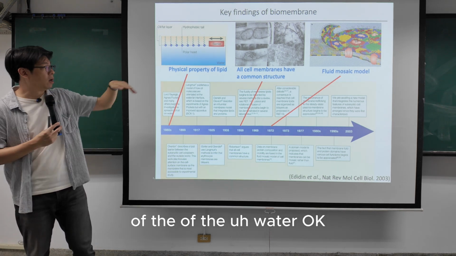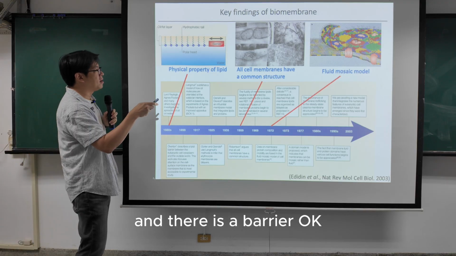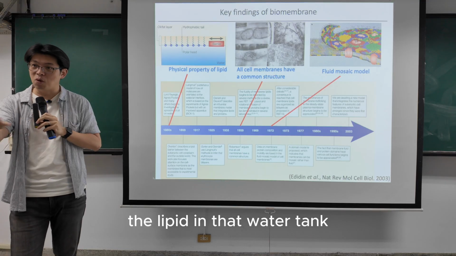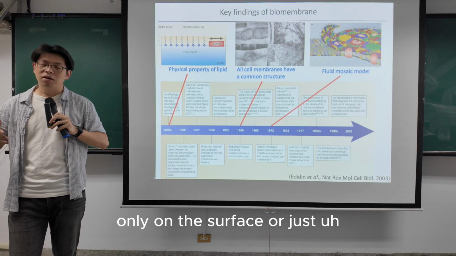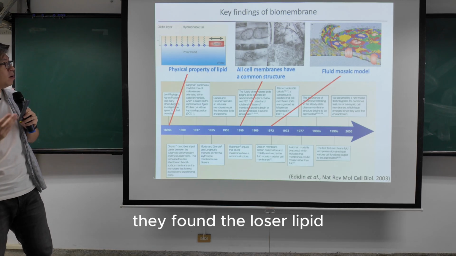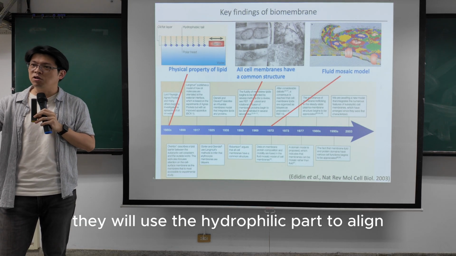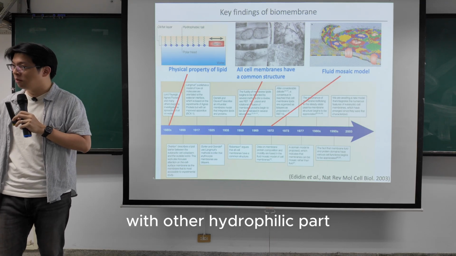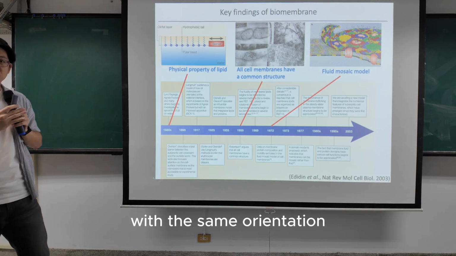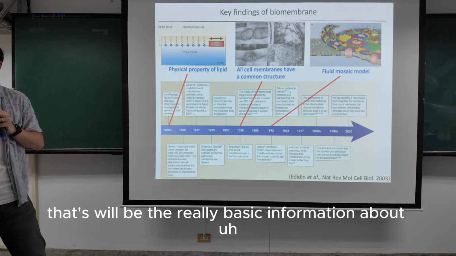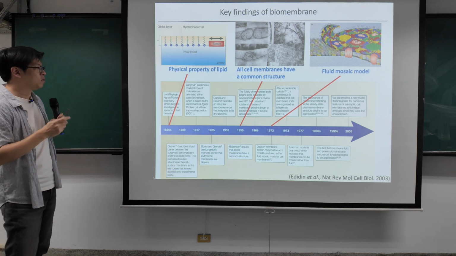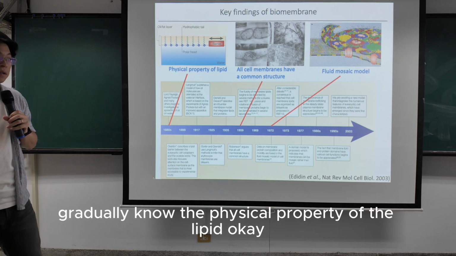Okay, and there's a barrier. So they can use this barrier to concentrate the lipids on the surface of the water tank, or just let them spread out, okay? So based on this experiment, they found that those lipids use the hydrophilic part to align with other hydrophilic parts, and the hydrophobic part to align with other hydrophobic parts. And finally, they align with each other in the same orientation. That is the really basic information about the lipid bilayer, okay? And they gradually learned the physical properties of the lipid, okay?